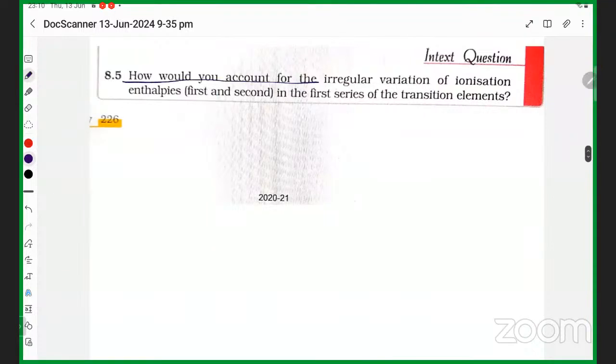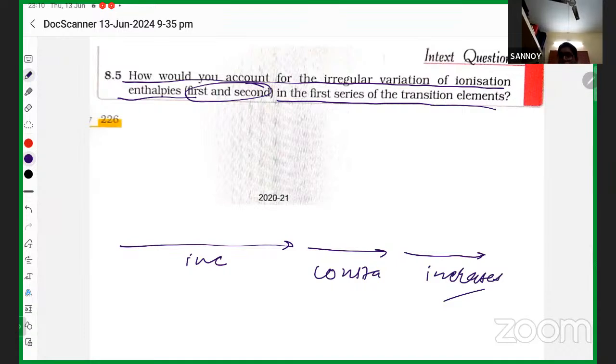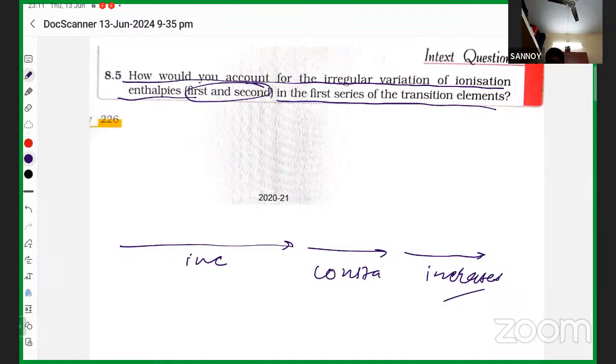How would you account for the irregular variation of ionization enthalpy, first and second, in the first series of transition metals? Ionization enthalpy, you see, firstly it increases, then becomes almost constant, and at the end also increases. It depends on the electronic configuration, whether it is stable or not, as well as size. Size is also irregular. Yes or no? So that is why this is the answer. There is no problem. Next question we are going.